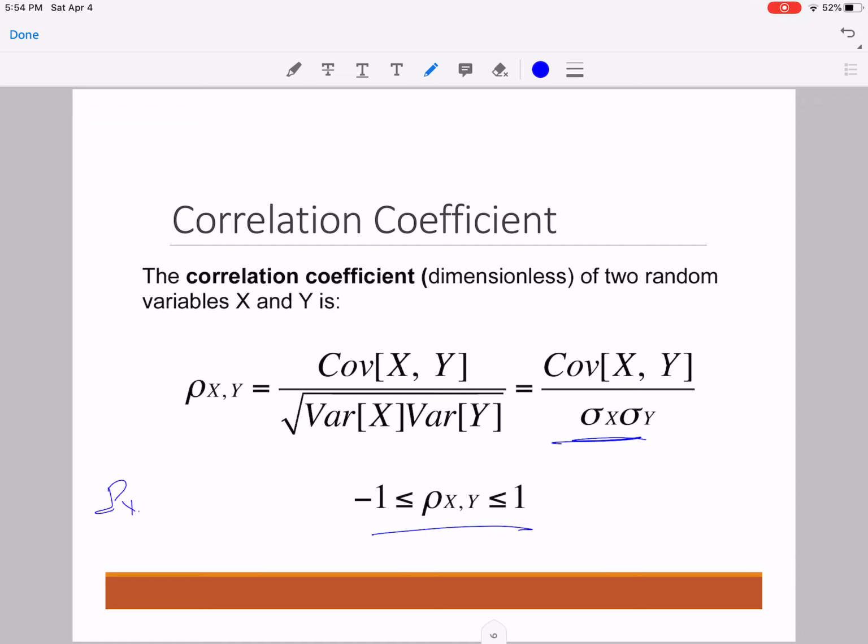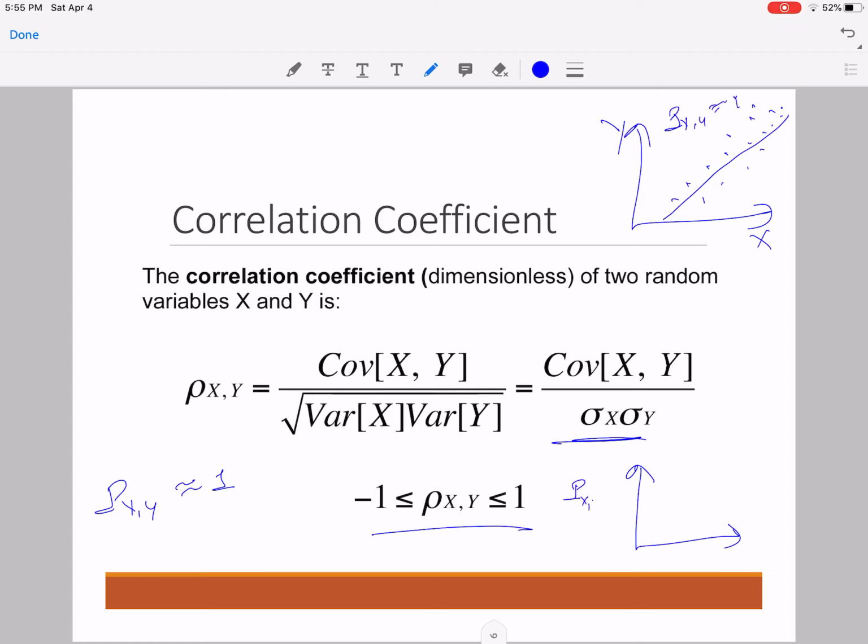If rho of x comma y is very close to 1, then you can say that there's a strong linear correlation between x and y. So if you were to find the distribution of x and y, they are quite linearly correlated. If rho of x comma y is instead approximately equal to -1, then this is the data distribution of y with respect to x. So they are negatively correlated to each other.